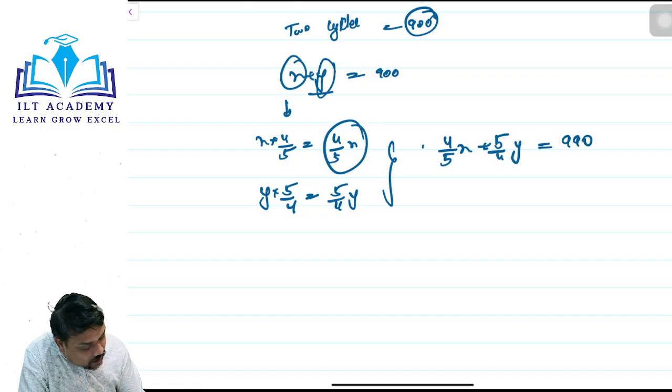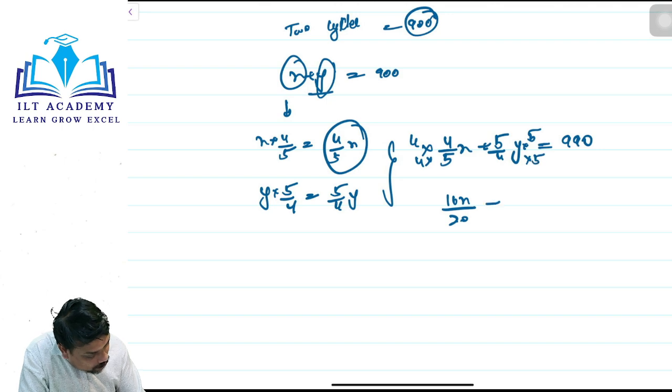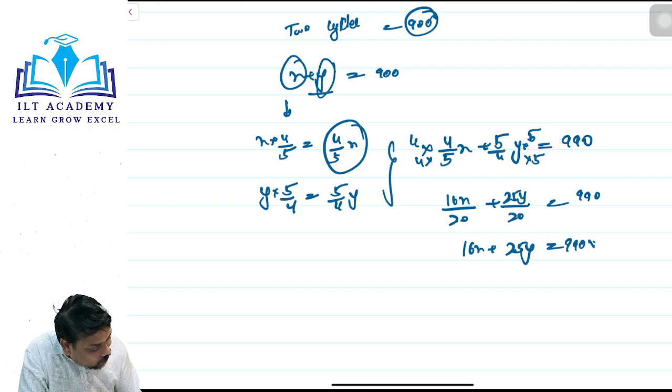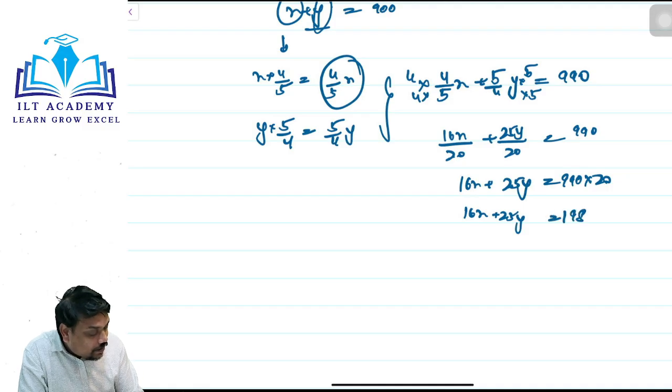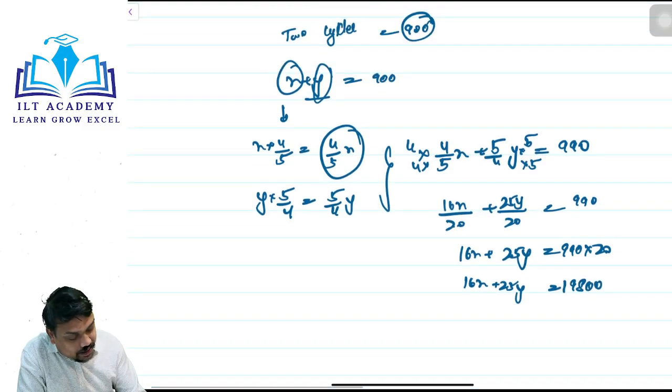And here you can take the LCM, 4 into 5. So this will be 16x divided by 20, and this will be what? 25y divided by 20 is equal to 990. So 16x plus 25y is equal to 990 into 20, which is what? 19,800. 16x plus 25y is equal to 19,800, and here we have x plus y.